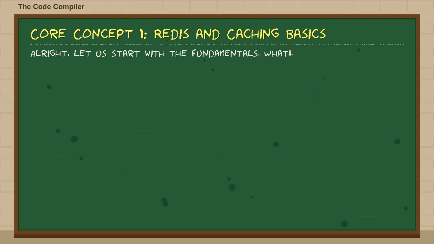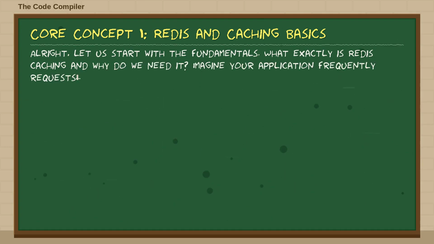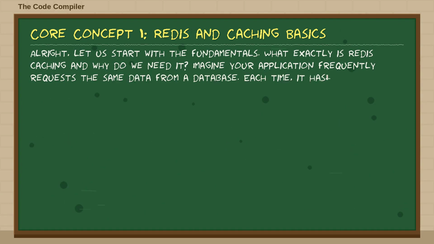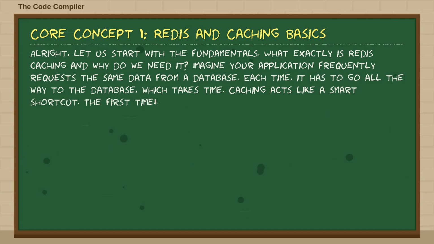Alright, let us start with the fundamentals. What exactly is Redis caching and why do we need it? Imagine your application frequently requests the same data from a database. Each time, it has to go all the way to the database, which takes time. Caching acts like a smart shortcut.